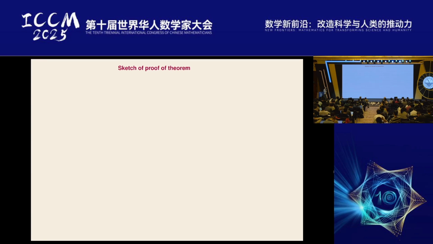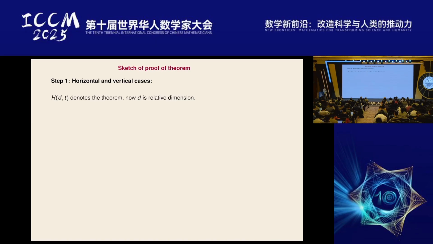Okay, so for the remaining few minutes, I'm just going to tell you a few ideas of the proof of this theorem. As I told you before, it actually relies on several very non-trivial ingredients, so it's not as straightforward as it may look. I'm just going to give you a very rough picture of what is going on.